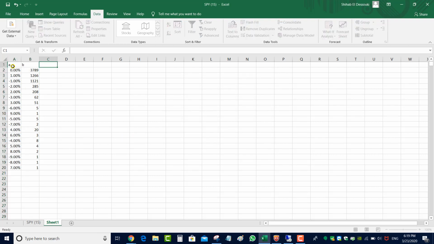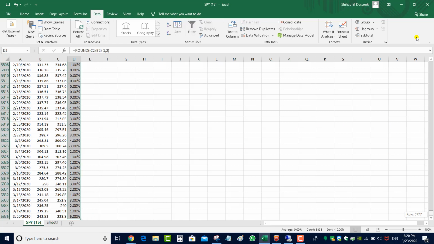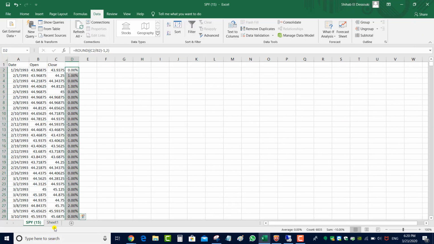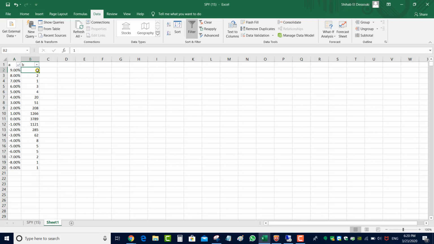I'm just going to name the columns whatever here, A, B, and then I want to sort this first column from largest to smallest. So basically this number here represents the movement of the SPY between open and close. So 9% here means that the SPY closed 9% higher from the open. How many times since 1993? So remember my data goes back to 1993. How many times did that happen? It actually only happened 1 time, because this here is the number of occurrences.